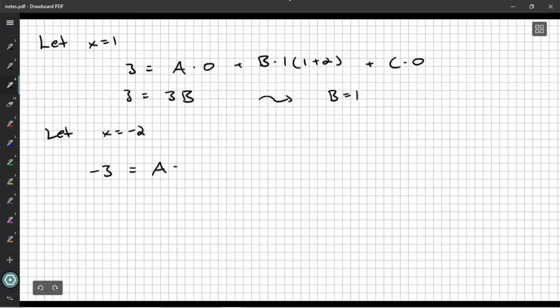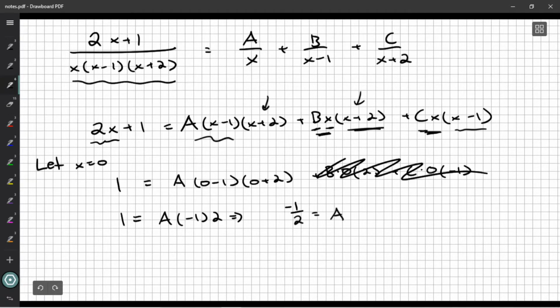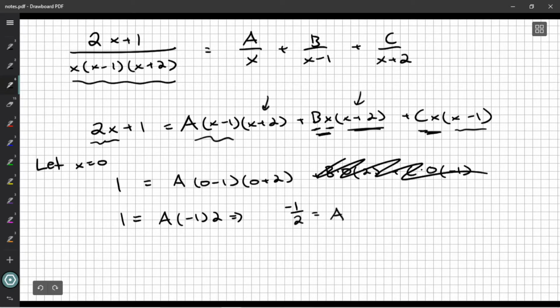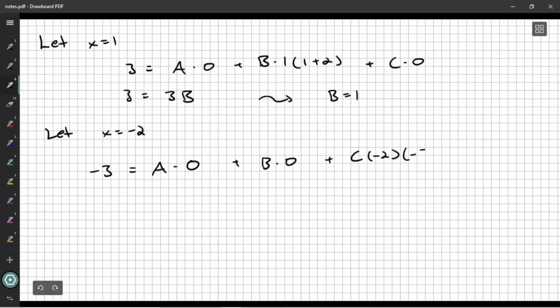And it'll be A times, there's some stuff, but there's going to be -2 + 2, so we'll get a 0 there. B will have 0, that's why we chose -2. Or sorry, C, no, which one? We're trying to find C, yeah. And so then it'll be C times, so x is -2, and then -2 - 1 will be -3. So -3 is 6C, so C is -1/2.